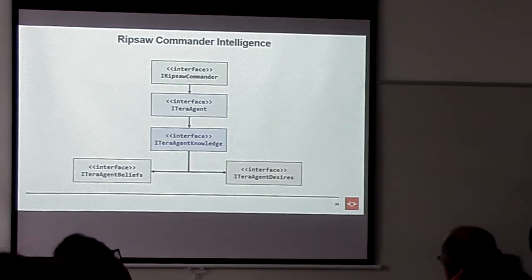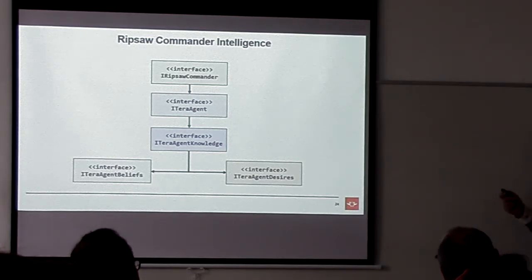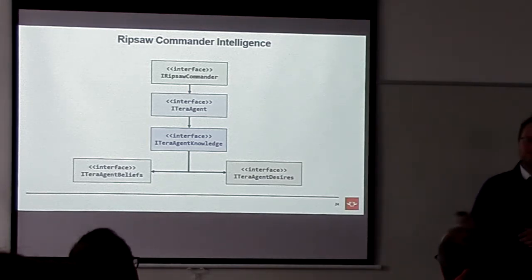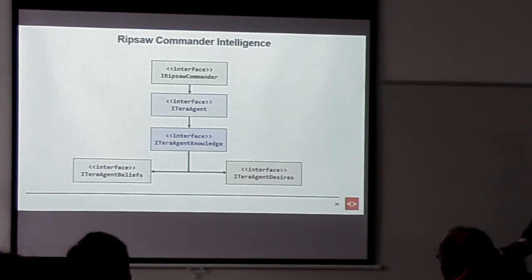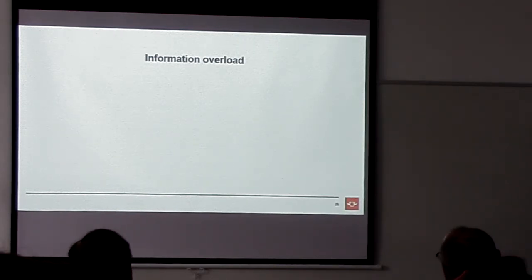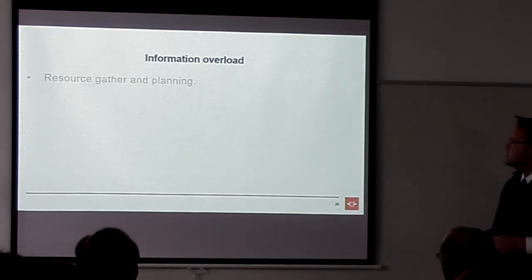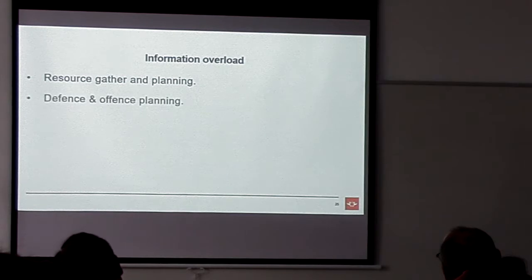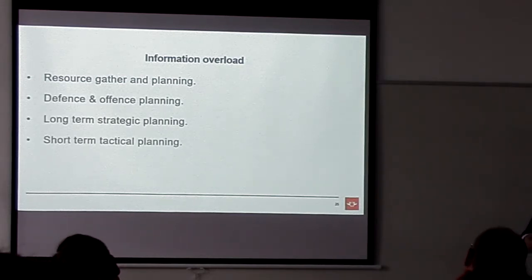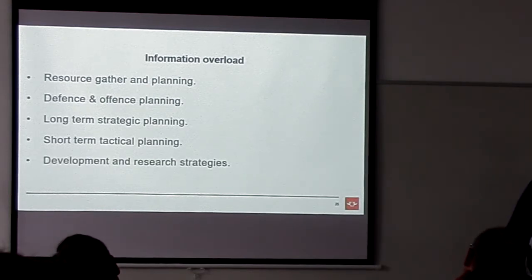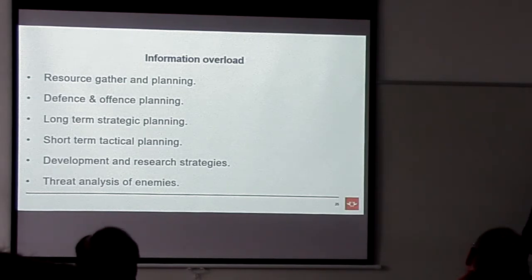Believing about what is right, what is wrong, what is weak, what is strong. So this is all good and well, but there's one major flaw with this architecture, and that is potential information overload. If you have to think about everything that AI has to do in RTS games, such as resource gathering and planning, defensive and offensive planning, long-term strategic planning, short-term tactical planning, development and research strategies, and threat analysis of enemies. And it might actually be much more complex than other RTS games.